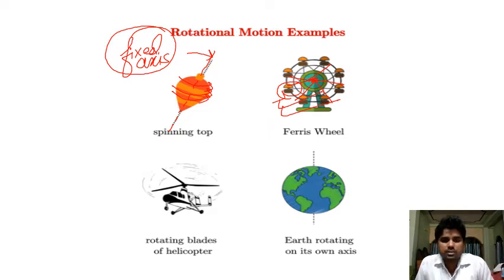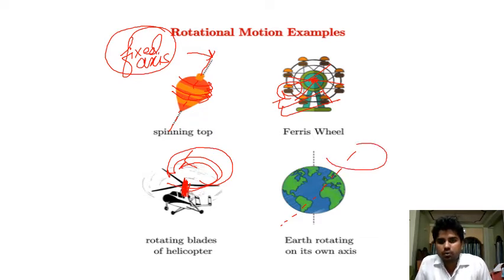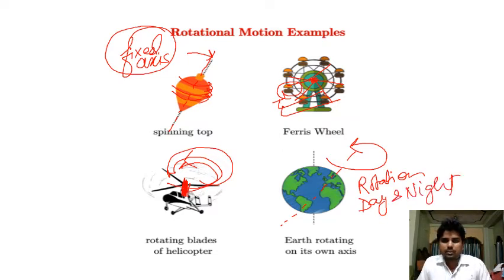In the fans or blades of a helicopter also there is one fixed axis around which these blades are moving. And in the case of the earth also, it is tilted, and it rotates on its axis. That is known as rotation, which makes day and night. Okay, so these are examples of rotational motion.